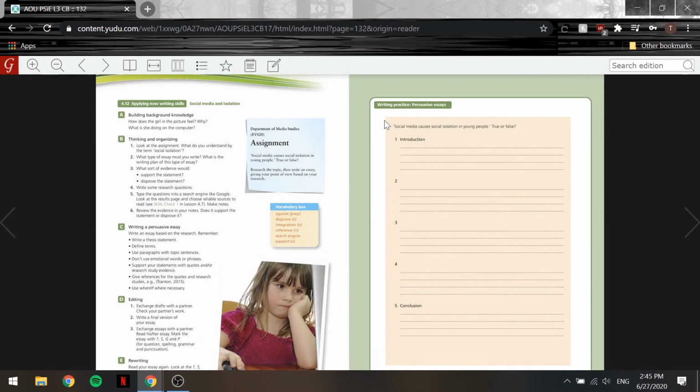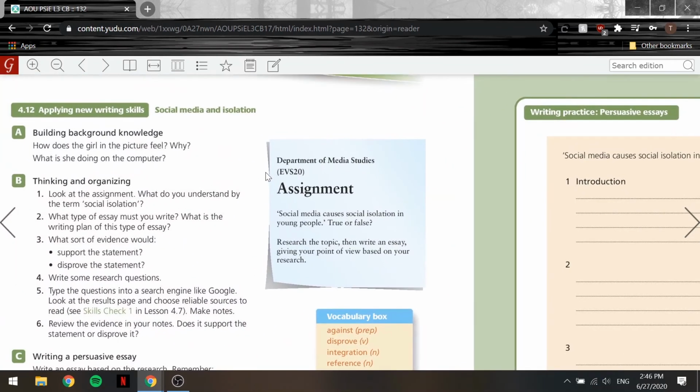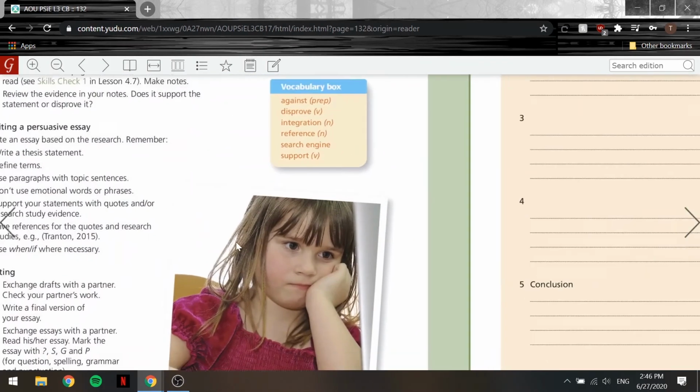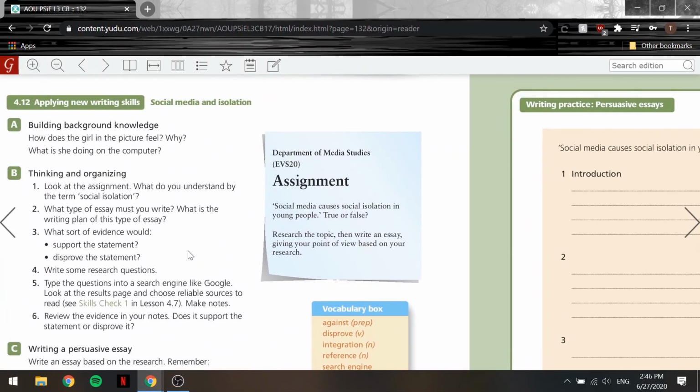All right, you guys, so now let's move on to the final part of this writing section. Here we have exercise A. We're going to be writing 2 essays. So building background knowledge: how does the girl in the picture feel, why, and what is she doing on the computer? Well, it looks like she's annoyed maybe, probably watching like a boring documentary or something. So we'll say that she's bored, right? Probably watching something boring. Anyway, let's keep going.